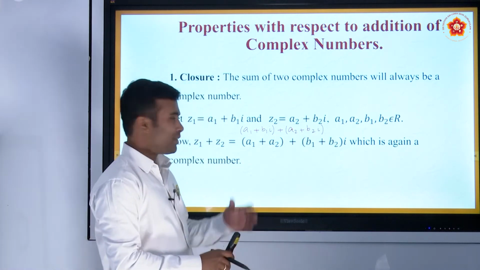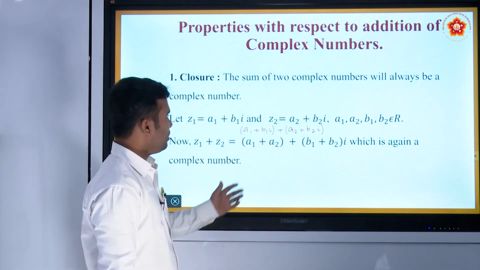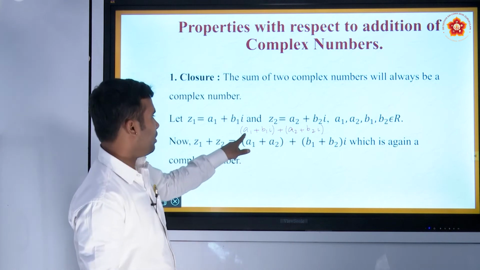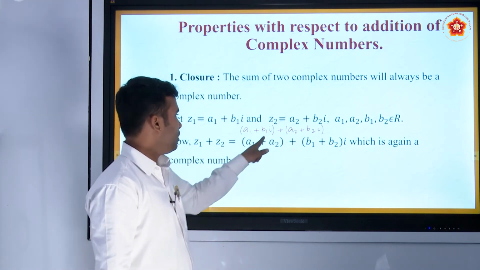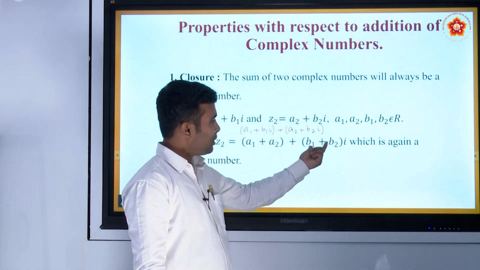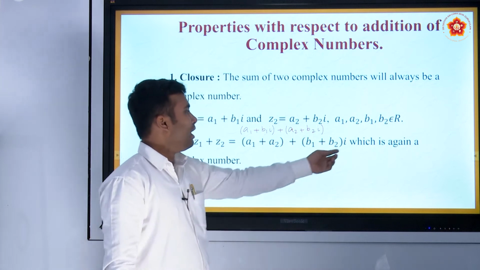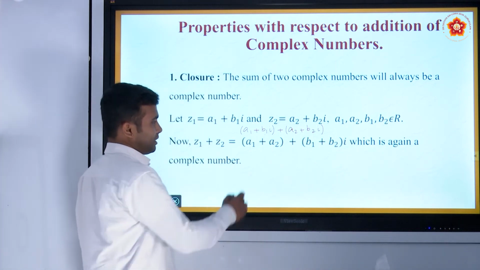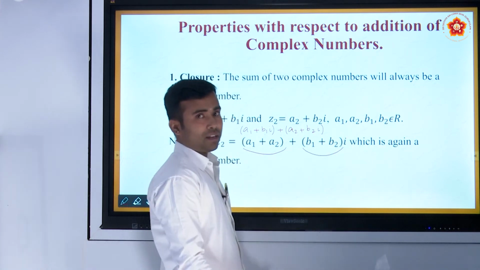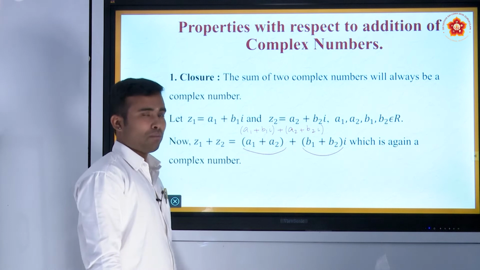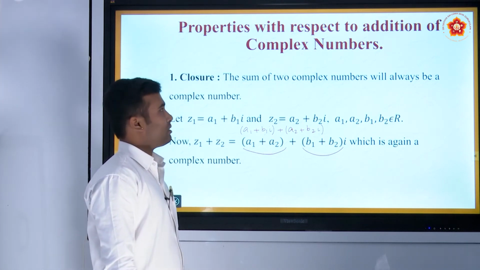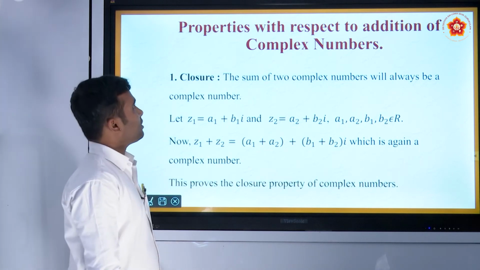Now as we know, for addition of complex numbers, you add the corresponding real and imaginary parts separately. So (a1 plus a2), and b1i and b2i I have added as (b1 plus b2) times i, which is again a complex number, understand. This is the real part and b1 plus b2 is the imaginary part. This represents a complex number. Hence the closure property holds good in addition of complex numbers.